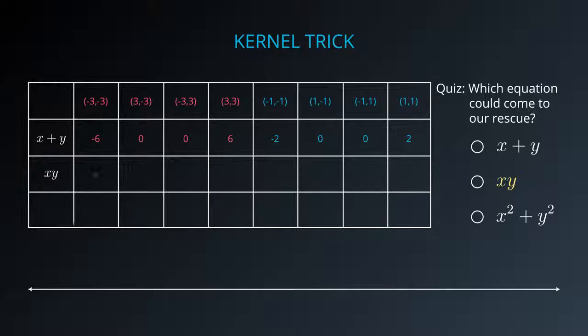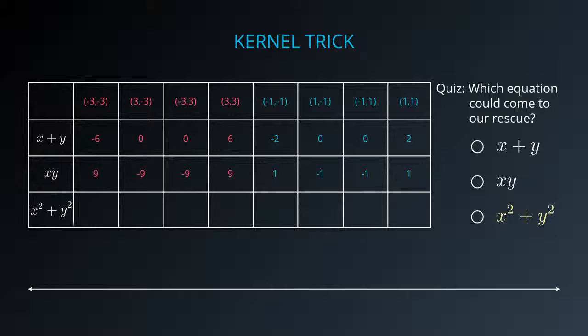Minus 3 times minus 3 is 9, 3 times minus 3 is minus 9, etc., all the way to 1 times 1 equals 1. And we plot these points on the line, and the blue points go at 1 and minus 1, and the red points go at 9 and minus 9. So there is still no separation. There is no way to cut this number line in two in such a way that the red points are on one side and the blue points are on the other side. So xy won't work either.